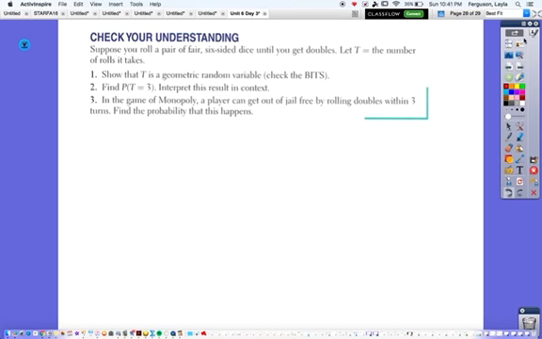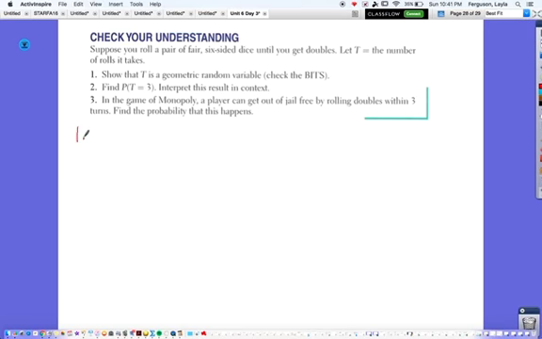So check your understanding. Suppose you roll a pair of fair 6-sided dice until you get doubles. Let T equal the number of rolls it takes. The first thing we have to do is show that T is a geometric random variable, and we're basically going to be checking BITS in order to do that.